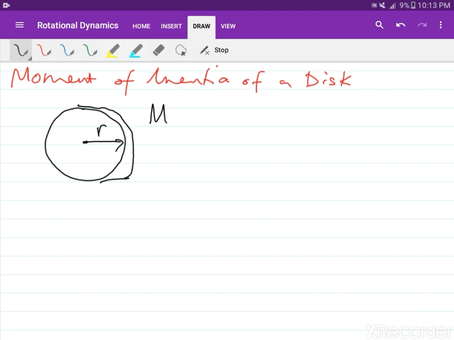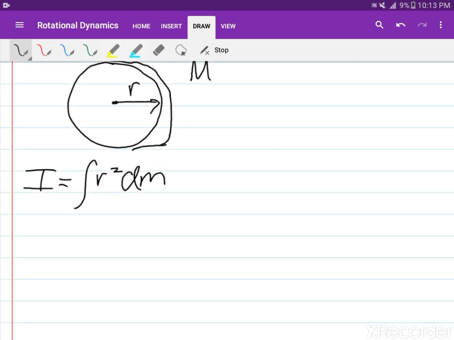The moment of inertia of this disk, or of any object, is defined as I equals the integral of r squared times dm. So first we need to find the differential mass dm.